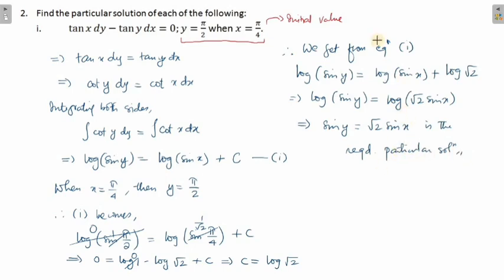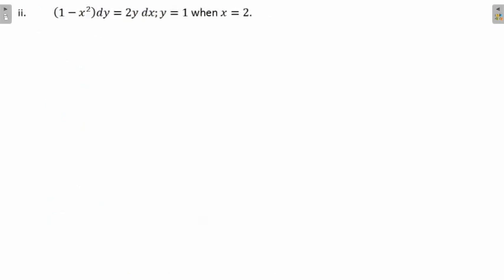Easy. Pause the video and note down your solution. Let's observe another question. First and foremost, let's separate the variables. Let me bring y out here and take this x out there. If I do that, you get dy by y equals 2 dx by 1 minus x square, isn't it? So we have this much.